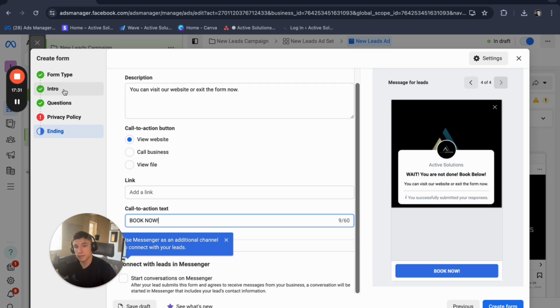So what they're going to do now is answer the two questions and submit their information, right? And then it's going to redirect them to here and say, wait, you're not done, book below. They're going to click the book now button. It's going to open up the calendar. They're going to select the time, and then you can attach a form to your calendar so that you can get some additional questions for them.